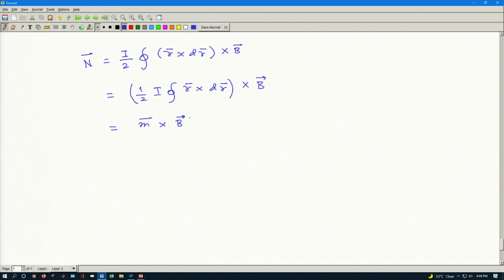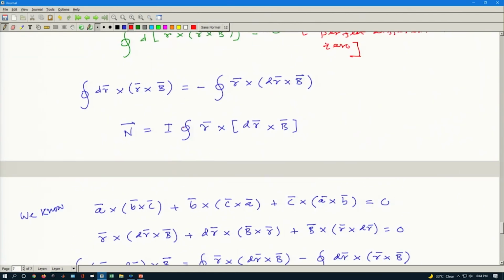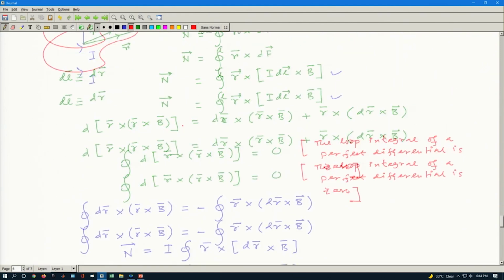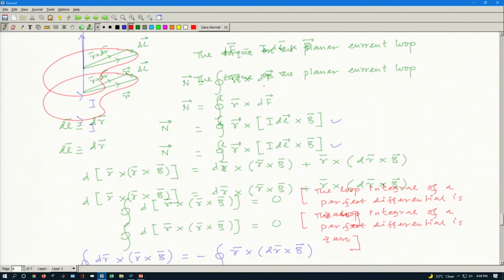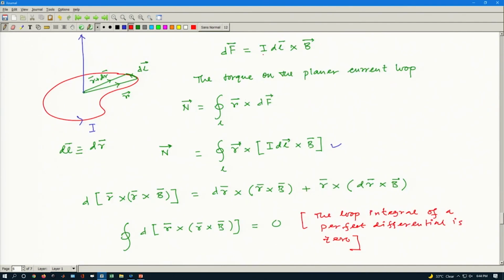So, the point of this entire calculation is to find out the amount of torque that a current loop is going to experience in terms of the magnetic dipole moment m and the external magnetic field B. This calculation looks a little bit clumsy, but if you go step by step, I think you will understand. So, let me go back and check once again. So, N is simply the r cross the force that we are going to experience by this loop. The current element is I dl cross B, and the force that we are going to experience by the magnetic field is this cross B.